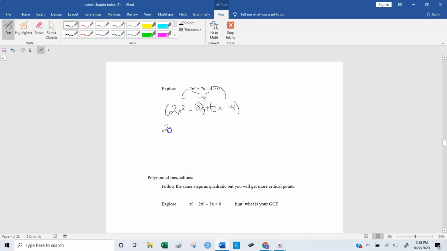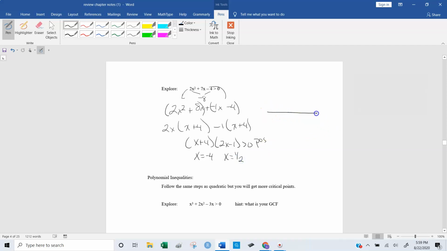Take out your 2x, which gives you x plus 4. This guy has a negative 1 in common, which is x plus 4. So now we have x plus 4 and 2x minus 1. I know that has to be greater than 0, so that means I'm looking for positive solutions now. So my critical points, set these equal to 0. It's going to be negative 4. Then x equals, add your 1 and divide by 2, 1/2.